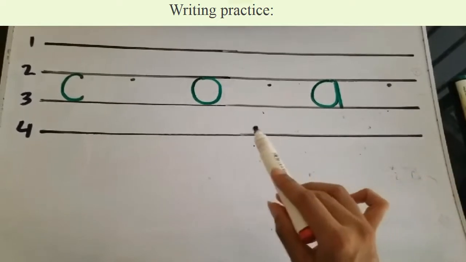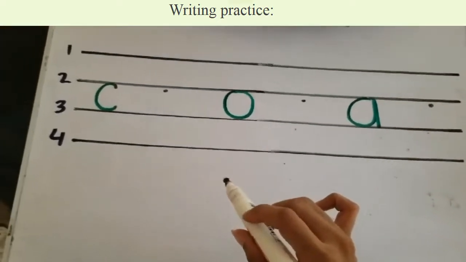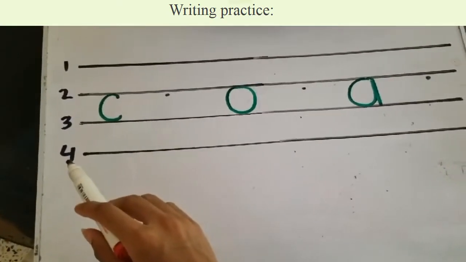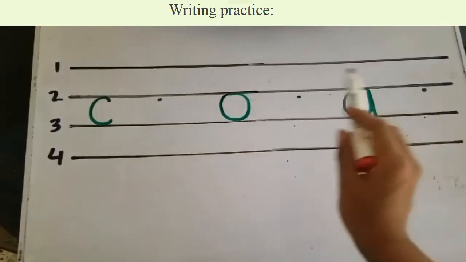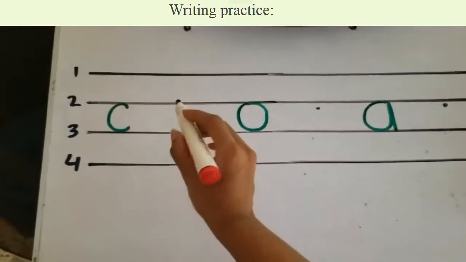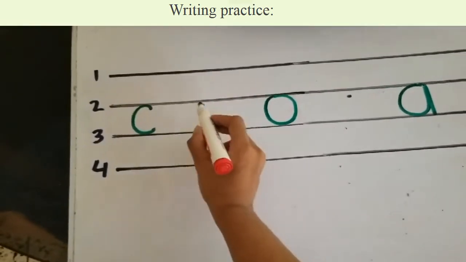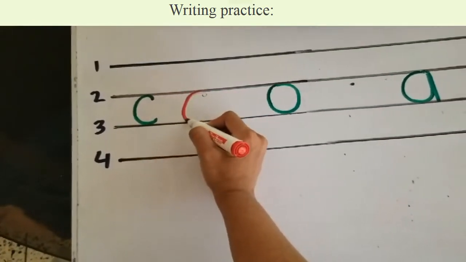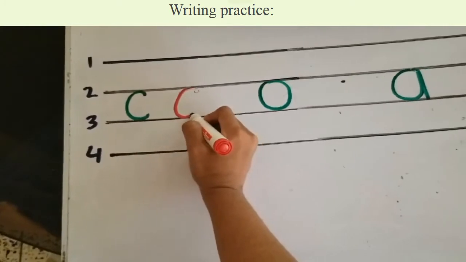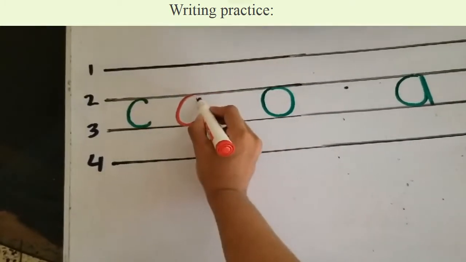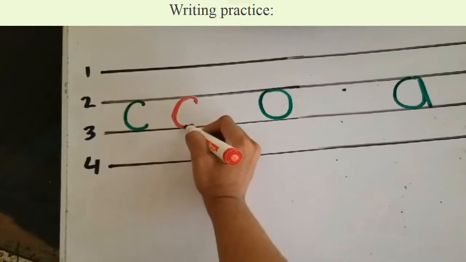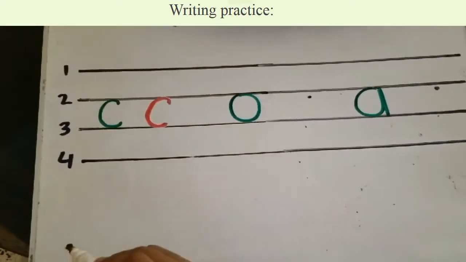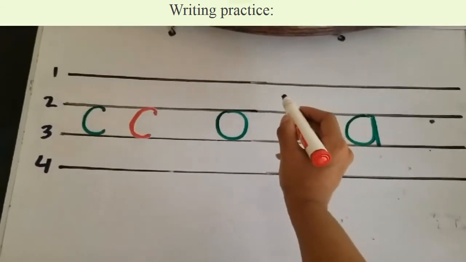So today we are going to write these three sounds. We have line number 1, line number 2, line number 3 and line number 4. So we will write these three sounds from line number 2. Let's start with the k sound. K is curvy. Start from the dot and make a curve and stop on the third line. We have to start from line number 2 and stop at line number 3. K, k.